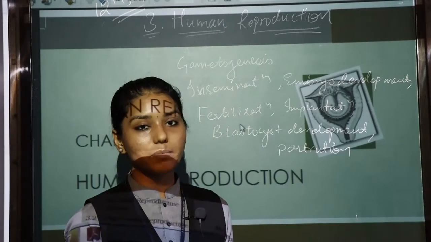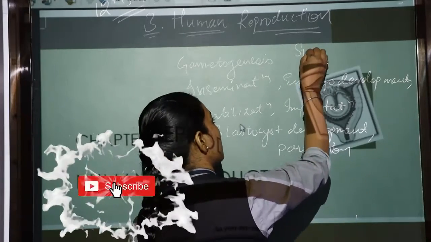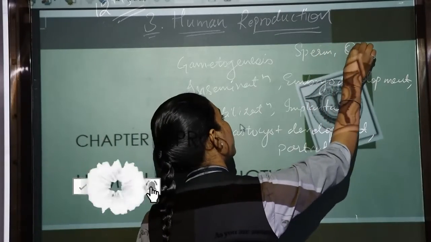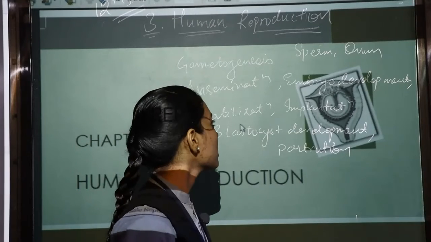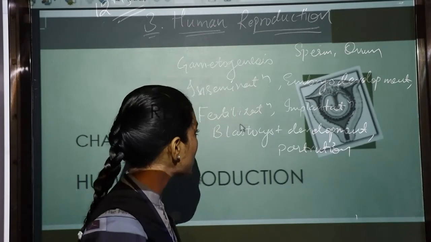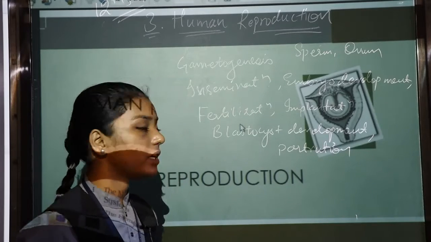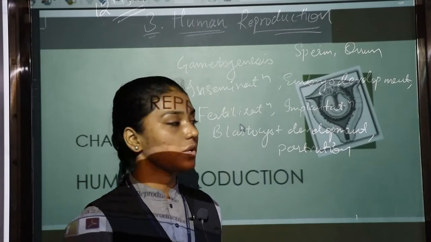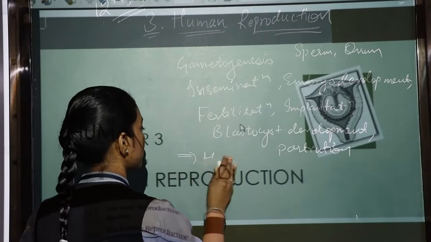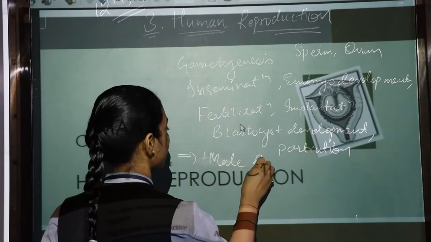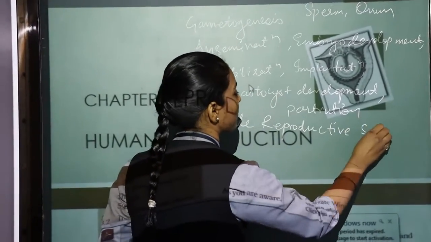Gametogenesis is what? Formation of gametes, that is male gametes and female gametes, or you can say formation of sperm and ovum, we have seen, okay. Same way we have seen insemination, how the sperm get transferred into the female genital tract, embryo development, fertilization, implantation, blastocyst development, then parturition, that is the child delivery, okay. Then we have started with the male reproductive system, okay.